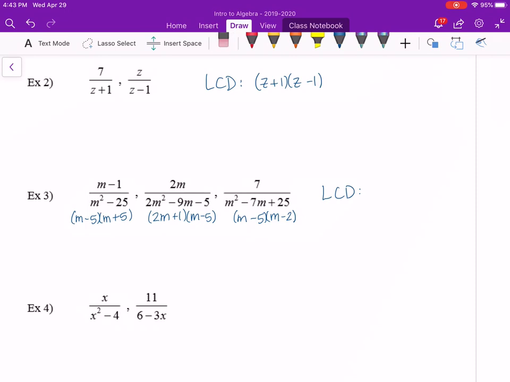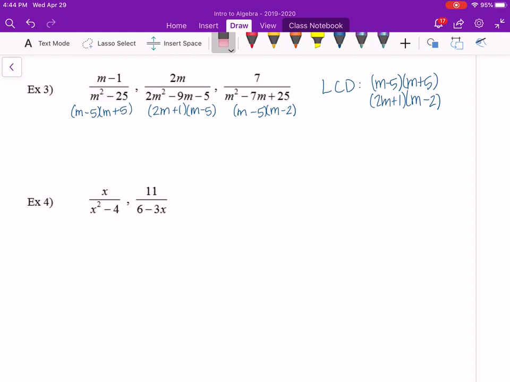So if I'm looking for the things they have in common, I notice there's an m minus 5 floating around. That needs to be a part of the common denominator. There's an m plus 5 floating around. There's a 2m plus 1 floating around. And there's an m minus 2. So all of those working together will create this least common denominator, where then our next step tomorrow would be, okay, this one needs to multiply by the m minus 2 and the 2m plus 1 to reach the common denominator.